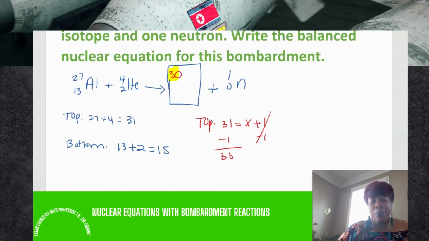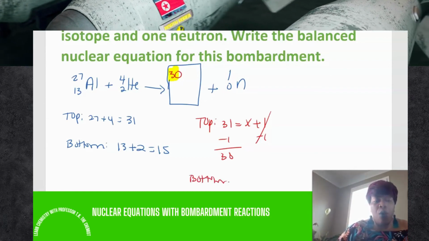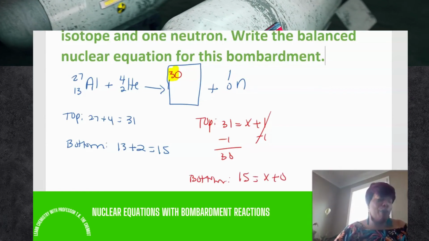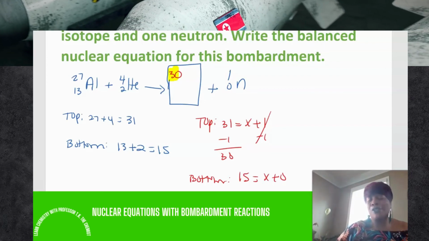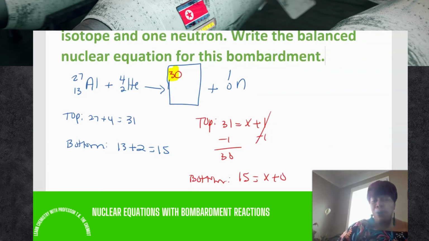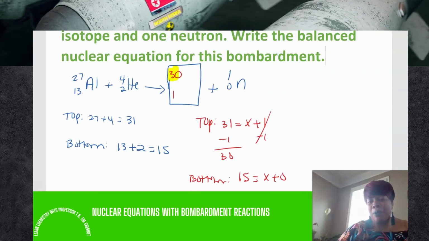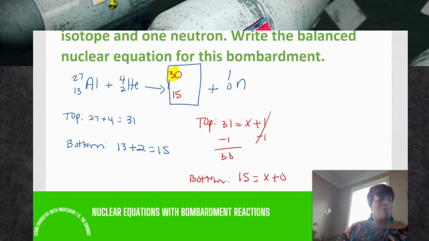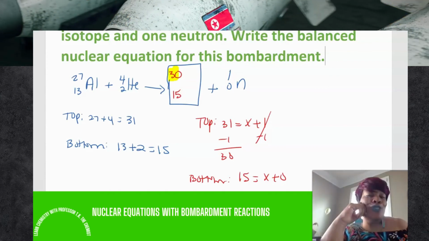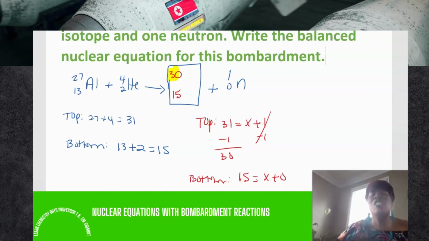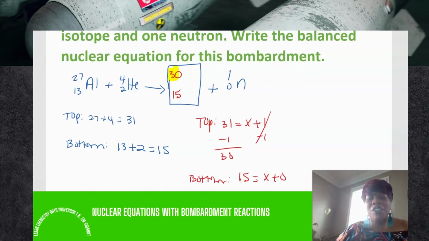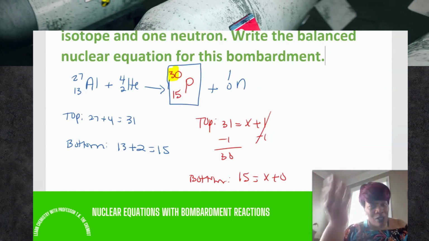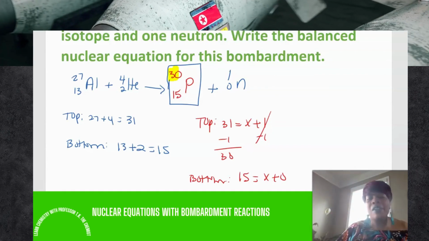Now, for that bottom number, the bottom was 15 on the left-hand side, and we need to know what number is that equal to plus 0. Well, remember, like I told you before, 0 plus anything or 0 minus anything is still going to give you that number, okay? So 15 is going to be that bottom number. Now, go back and look at your periodic table. According to that atomic number of 15, what element does that equal? I'll wait. Oh, I got it. It's phosphorus. Okay? So that becomes the new radioactive isotope that was developed as a result of this bombarded nuclear equation.